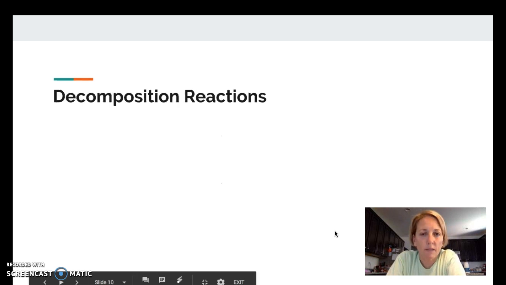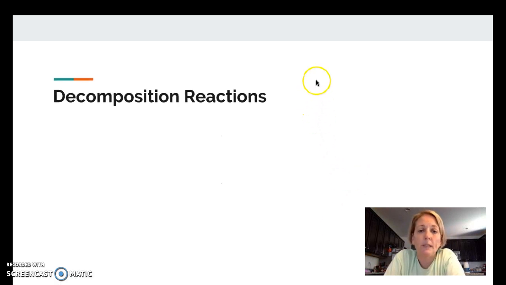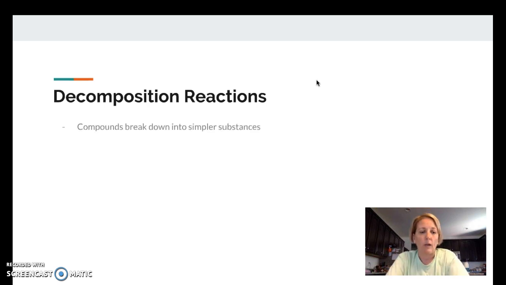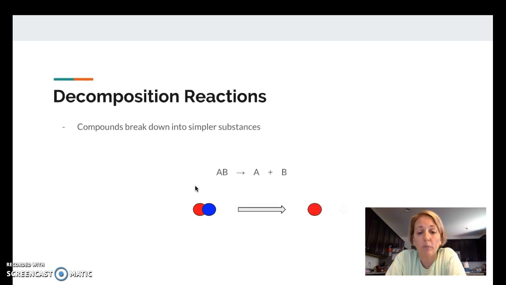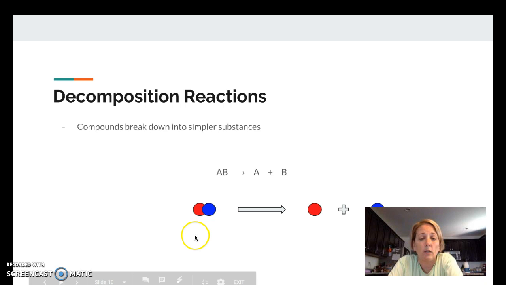The opposite of synthesis is decomposition. When something decomposes, it actually breaks down. So compounds break down into similar or simpler substances in a decomposition reaction. Here's what that looks like with the letters A and B. We have compound AB yields, or gets broken down into, element A plus element B. If we go back to our colored circles, we would have AB, the compound, being broken down into, or yielding, element A plus element B.